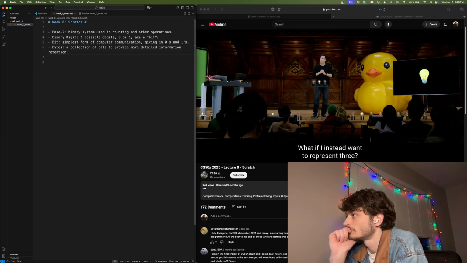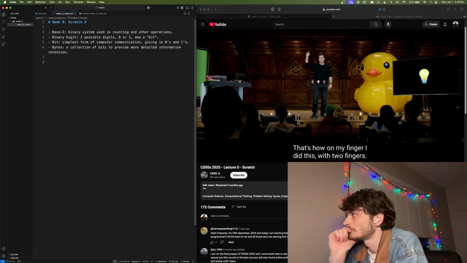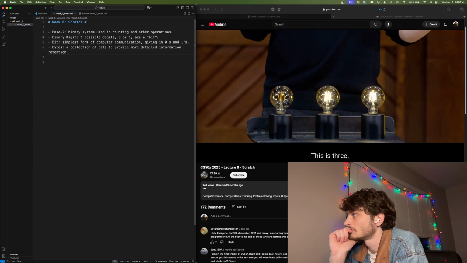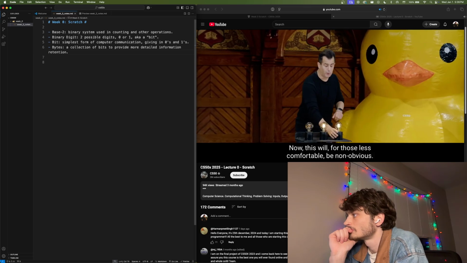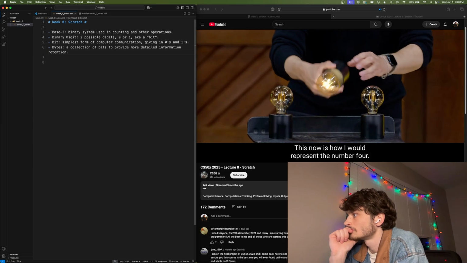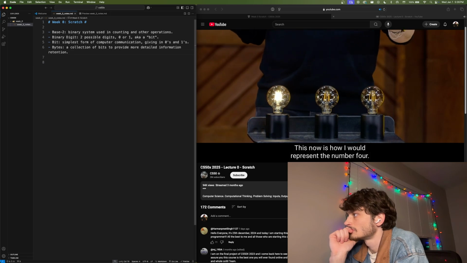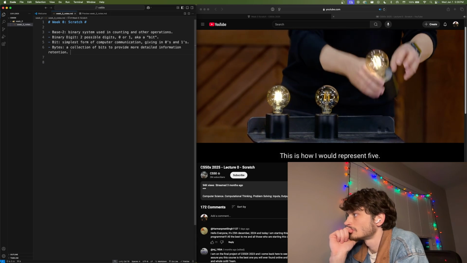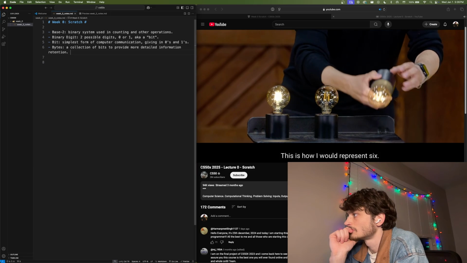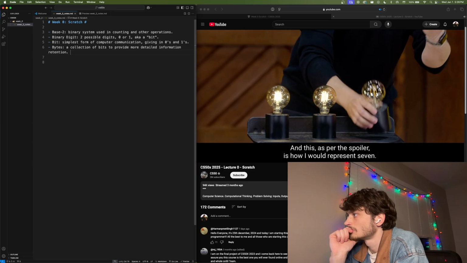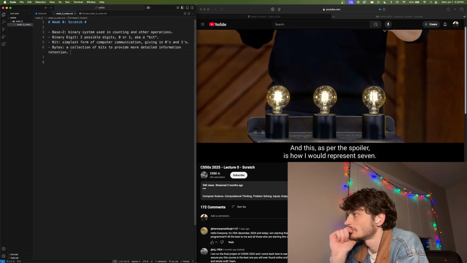What if I instead want to represent 3? That's how on my finger I did this with 2 fingers. Well, I'm going to turn this one on. This is 3. Now this will, for those less comfortable, be non-obvious. This now is how I would represent the number 4. This is how I would represent 5. This is how I would represent 6. And this, as per the spoiler, is how I would represent 7.